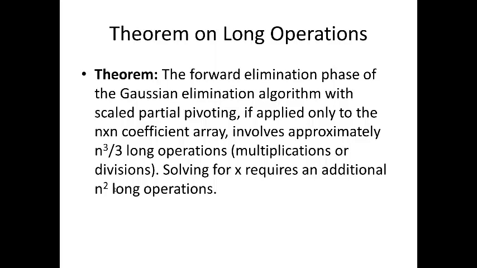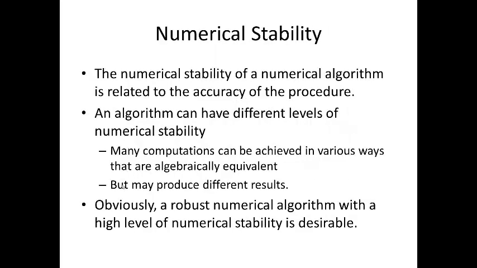Now let's take a look at something called numerical stability. The term numerical stability of a numeric algorithm is related to the accuracy of the procedure. An algorithm can of course have different levels of numerical stability. This is because many computations can be achieved in various ways that are algebraically equivalent, but they may produce different results. Obviously, a robust numerical algorithm with a high level of numerical stability is the most desirable.